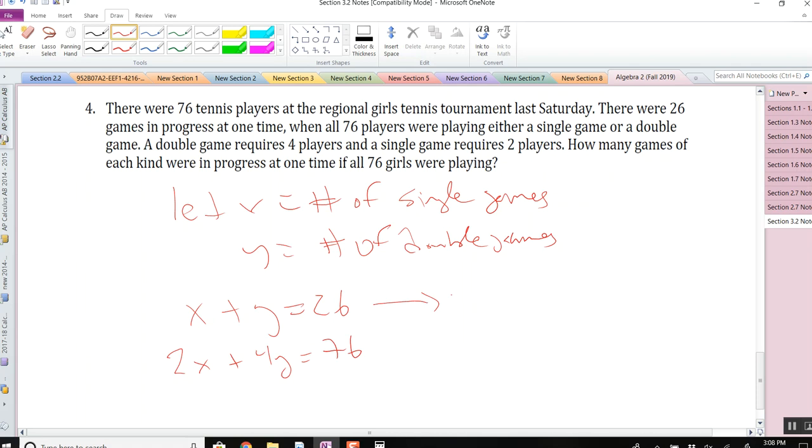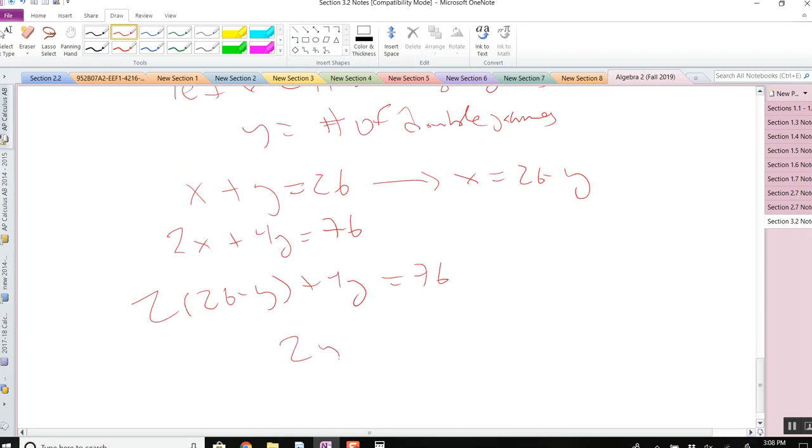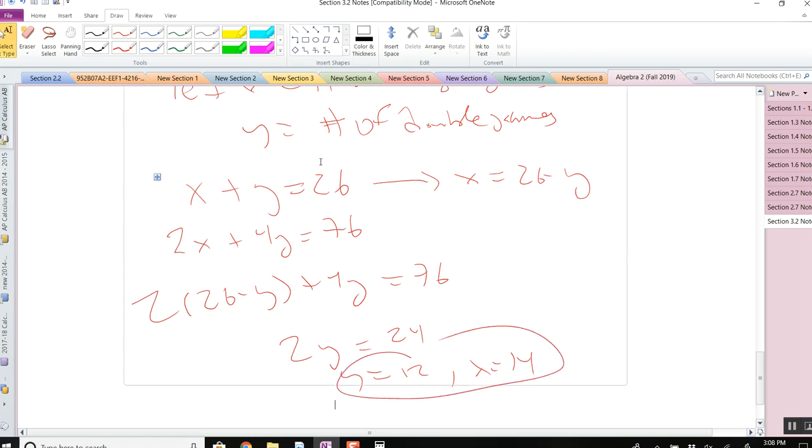You can do a substitution if you like, x equals 26 minus y. Substitute into one of the equations here. This is pretty easy to do by hand. I think you guys are getting 2y on this side and 24 on the other side, so y is 12. X is 14, which makes sense because if you work it out, you get 28 people in the singles games and then 48 people in the doubles games. Yeah, it works itself out. So this stuff shouldn't be too bad.